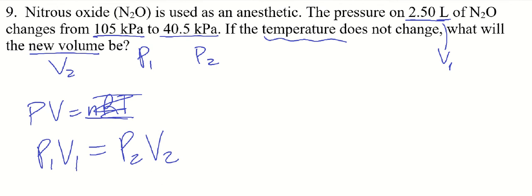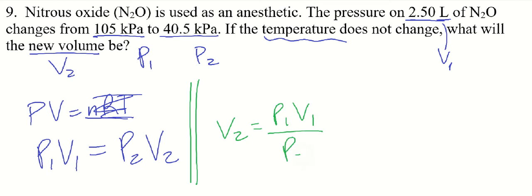Actually, I'll rearrange this right now algebraically, so we can just plug the numbers in. So it's asking us for V2. So V2, if we rewrite Boyle's law, is going to be P1V1 over P2. I just divided both sides by P2 to isolate V2.